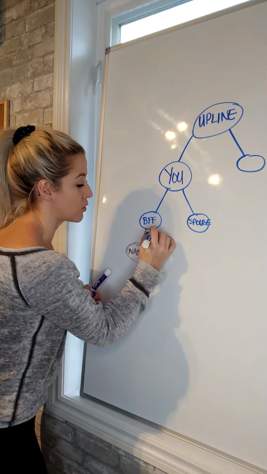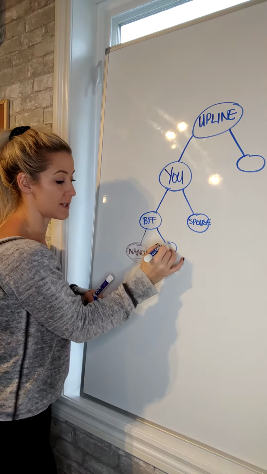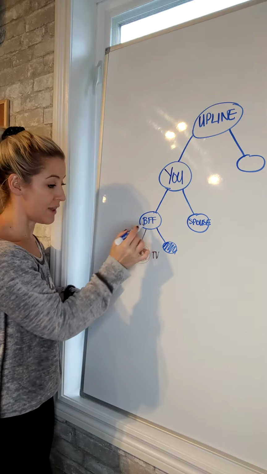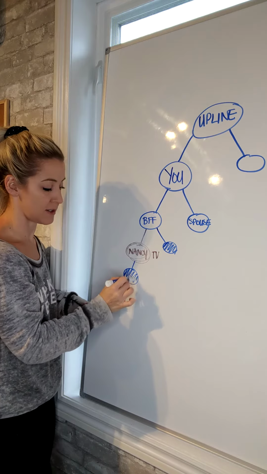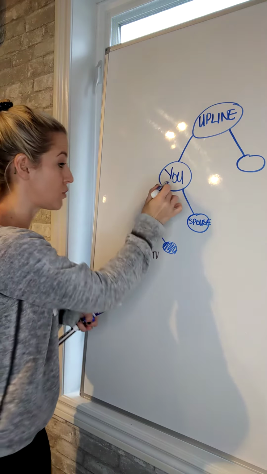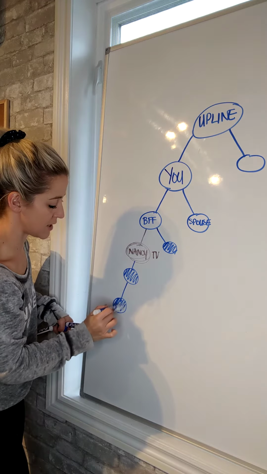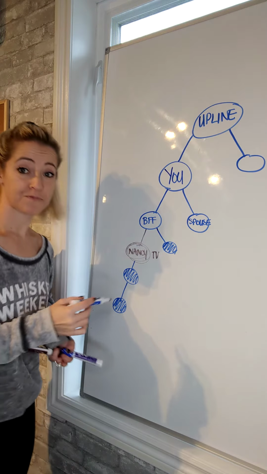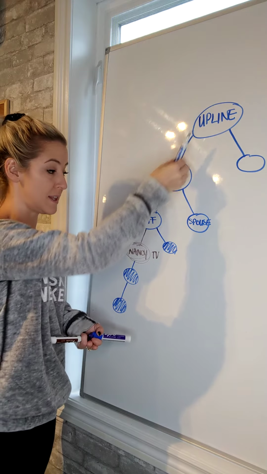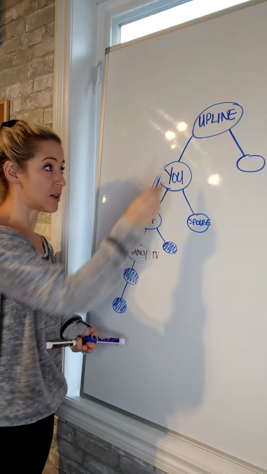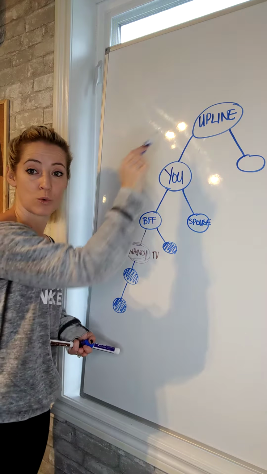So your BFF coach is going to have two legs as well. They're going to sign someone up on this side. They're also going to sign someone up, but they're going to go under Nancy. Now you have a coach that you're signing up. Again, they go on this leg underneath your BFF's coach. So you start to see, as coaches are signing up on the left leg in your organization, every single one of these coaches are added into each other's organization.